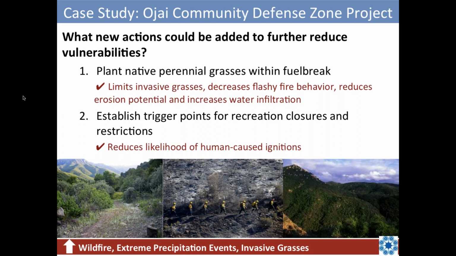They also identified establishing trigger points for recreation closures and restrictions, which could help to reduce the likelihood of human-caused ignitions. That would be another kind of action that would be really helpful to include in future fuel break projects because we're going to have this increased potential for wildfire, and we really need to be limiting those chances for human-caused ignitions. And so these are just a couple of examples of things that people came up with, but we do have more that are available in some of the products.